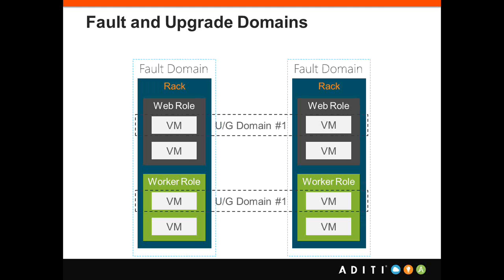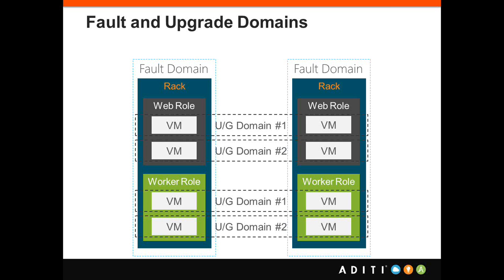And one upgrade domain constitutes a set of two VMs of the web role in one upgrade domain, and a set of two virtual machines of the worker role in another upgrade domain. You can see that. So at least I have two fault domains and two upgrade domains in this specific case which we are talking about. How does it help? It helps us keep the separation of fault and upgrade, so that whenever we are upgrading or whenever there is any infrastructural problem, your service is always up and running.